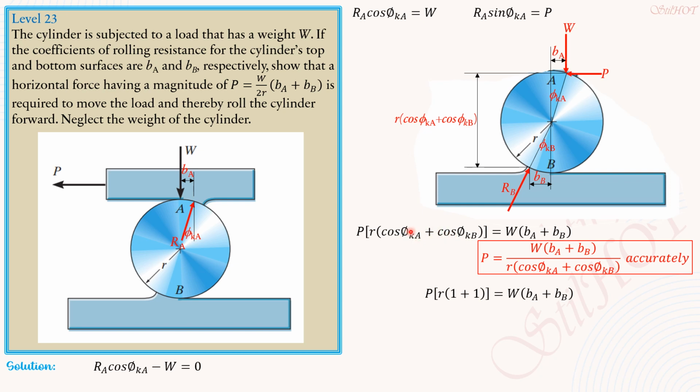This angle of kinetic friction normally is small after converting this coefficient of rolling resistance in terms of these angles, or after computing for these angles. So 1 plus 1 is 2, so that's why we have this formula here, but that's an approximate formula. But the approximate formula would be sufficient to deal with problems on rolling resistance. So P equals W over 2R quantity b sub A plus b sub B.